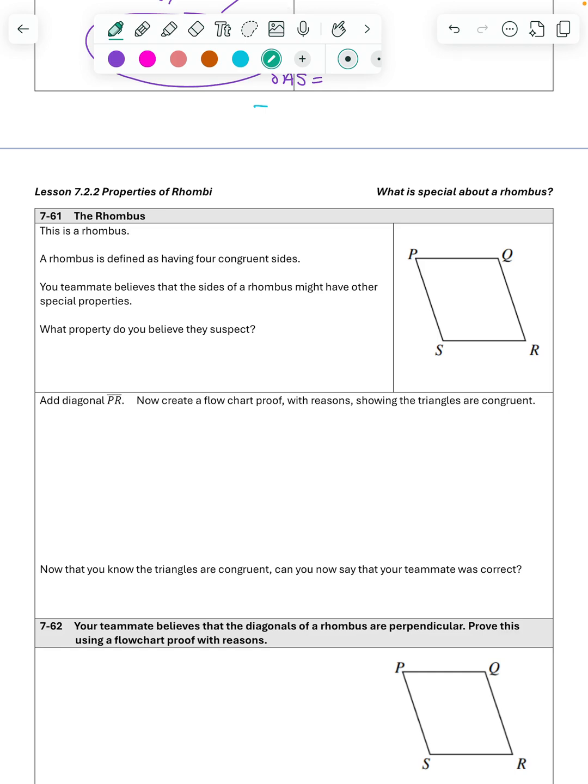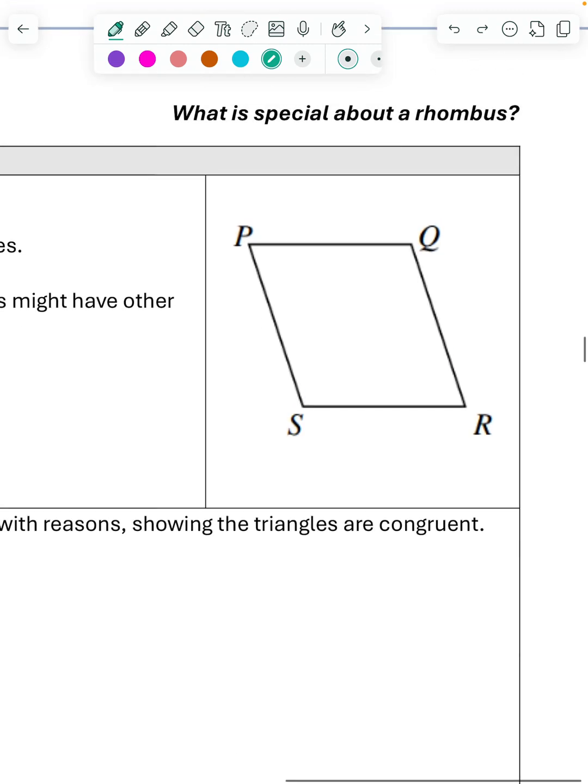This is lesson 7.2.2, Properties of Rhombi. That is just the plural of rhombus. And while the main question here is what is special about a rhombus, this is not our biggest focus today. Our biggest focus is really on upgrading our proof style and making sure we are justifying every bubble that we have. So we have a rhombus over here.